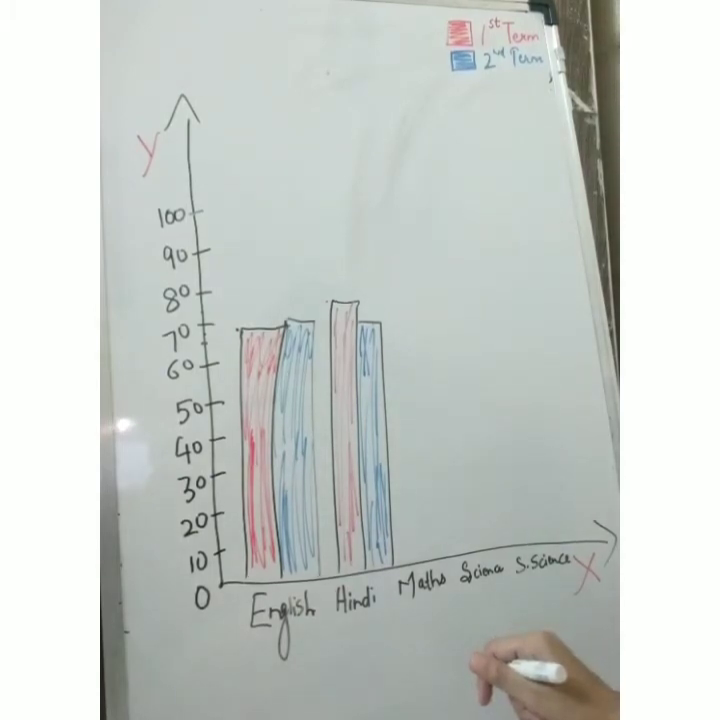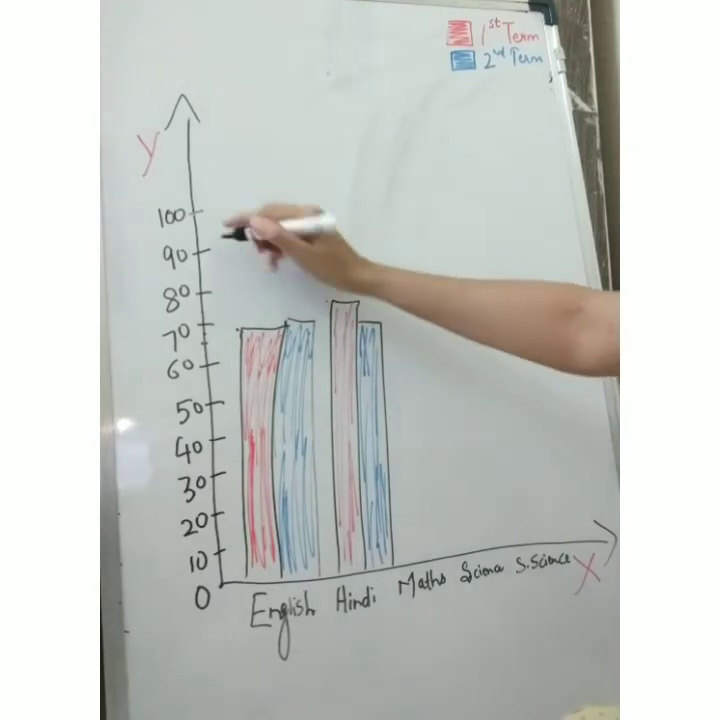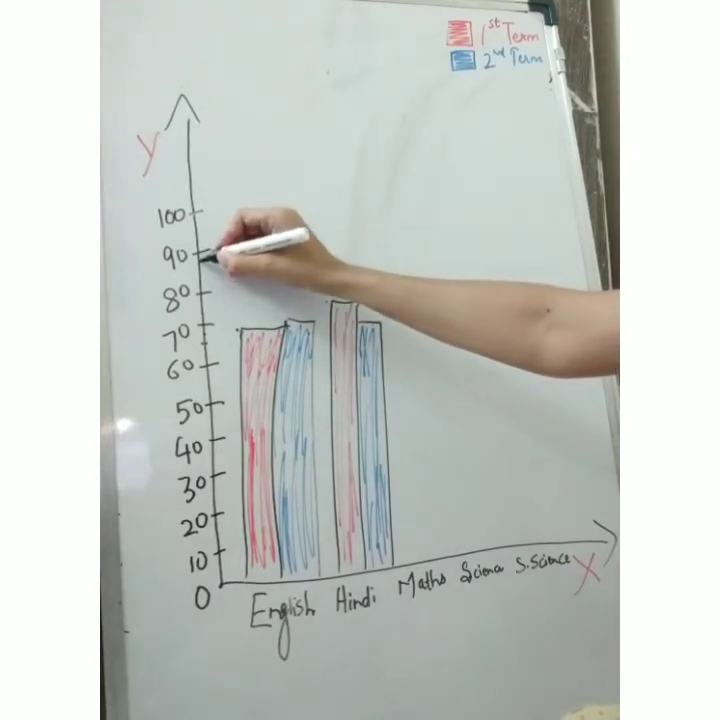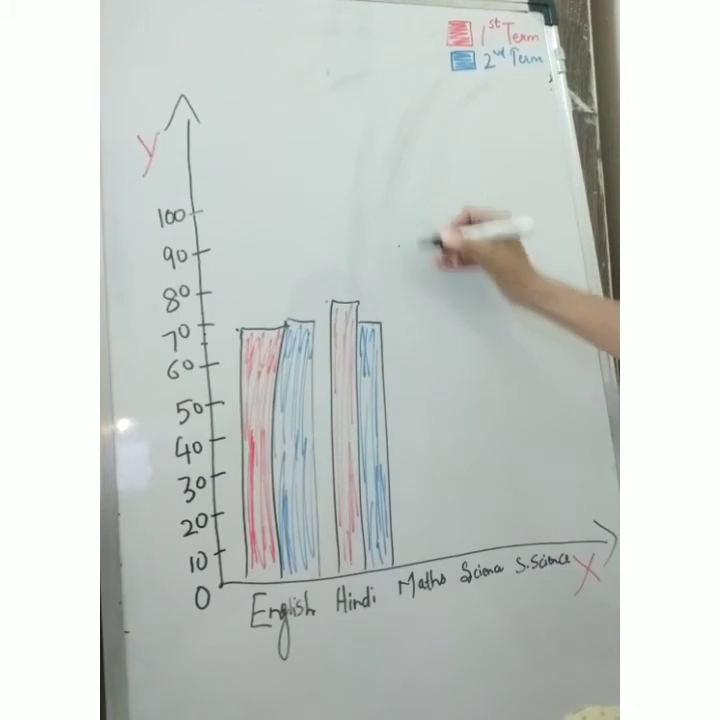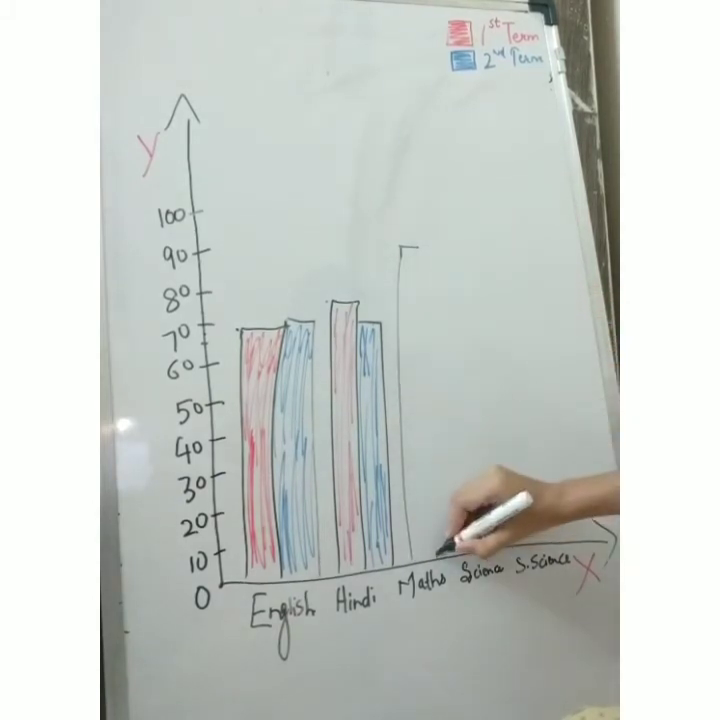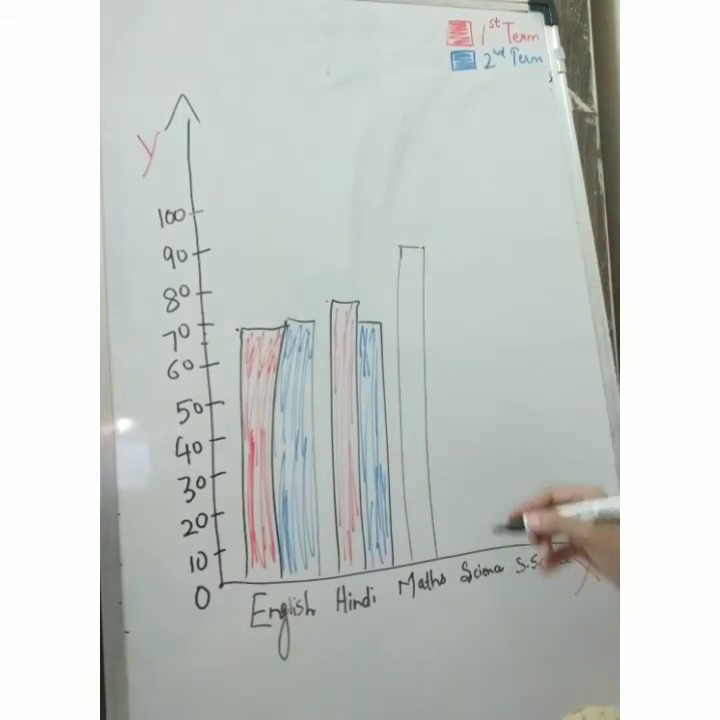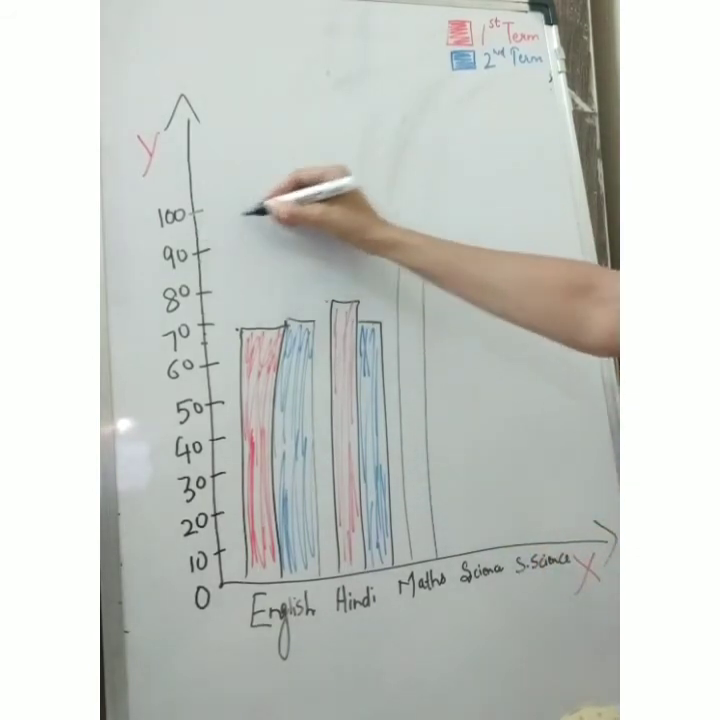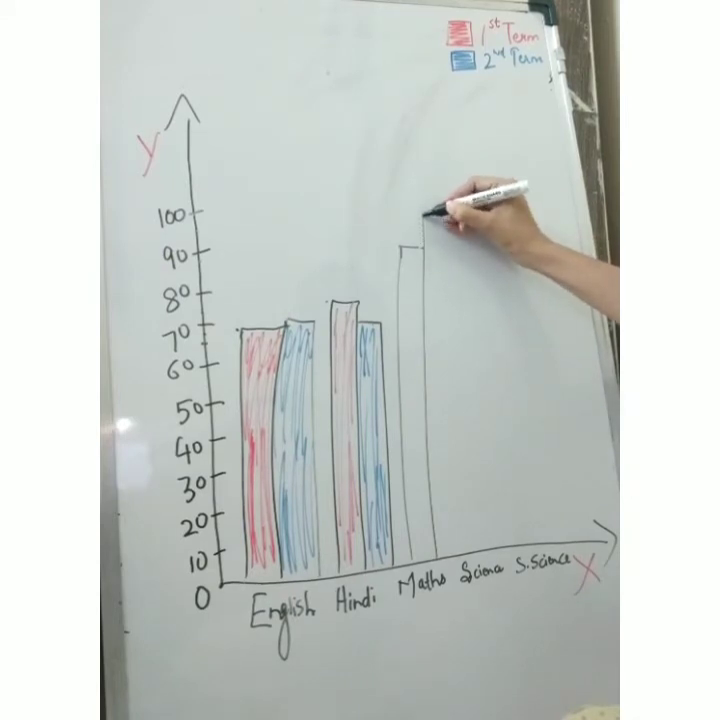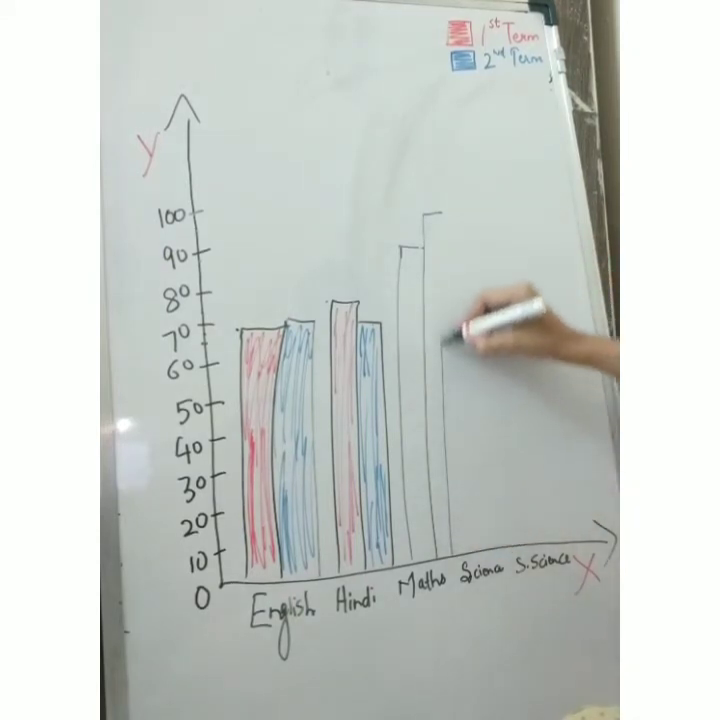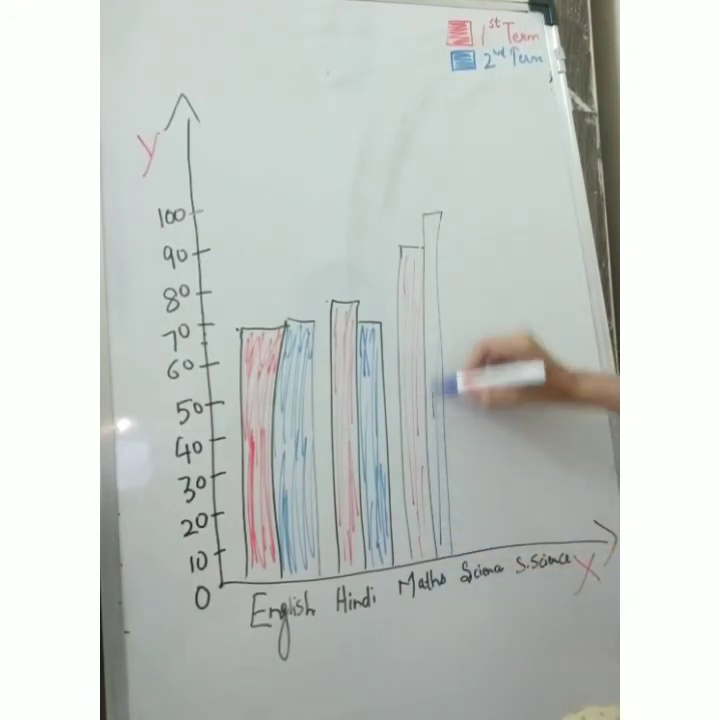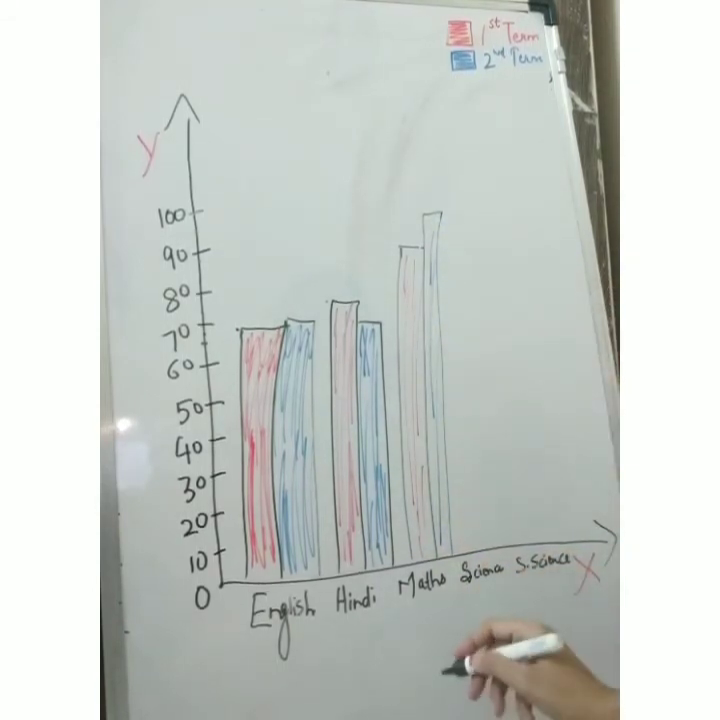Now for maths, first term 88 marks, 80 is here, 85, 80, 90 is here, 88 will be here. So we will mark like this, and 95, 90 is here, 95 will be here, so it will be like this. Firstly, the first one with red and the second one with blue. Okay, now science.